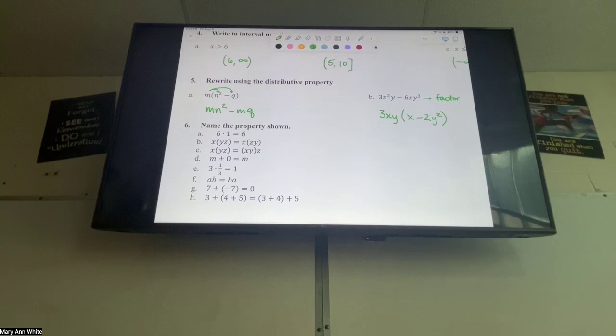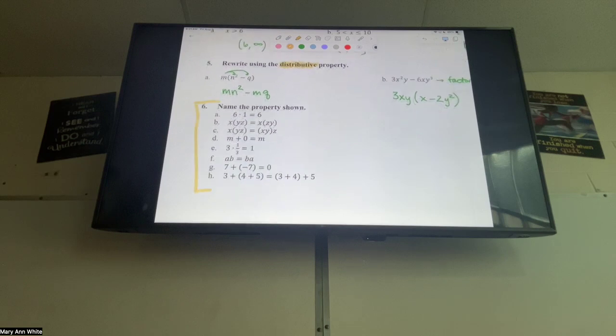So I'm actually going to highlight distributive because that is a property that's not listed below. So I'm going to have other properties down here that we're going to have to know the names of and be able to recognize. Distributive is not one that you see down here.